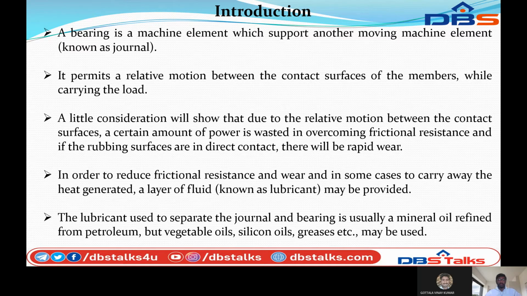The lubricant used to separate the journal and bearing is usually a mineral oil refined from petroleum, but vegetable oils, silicone oils, gases, etc. may also be used. Greases are also used for lubrication purposes in bearings.